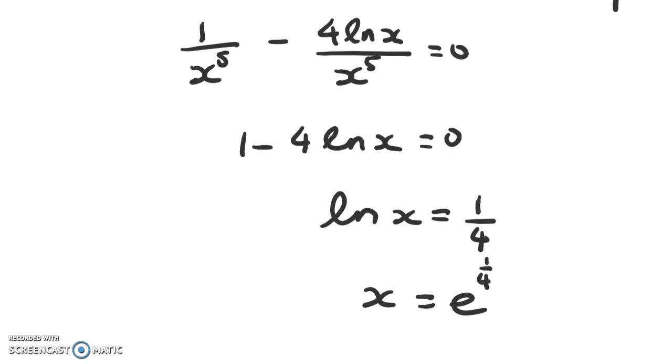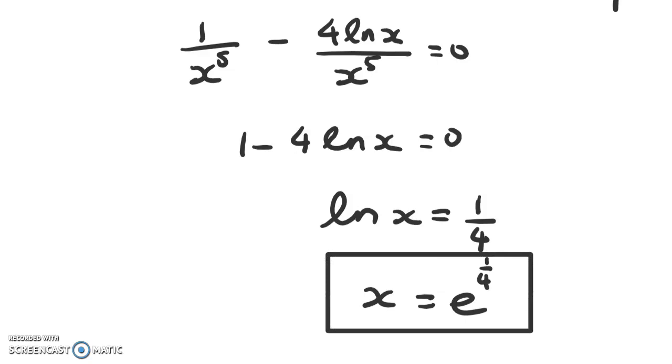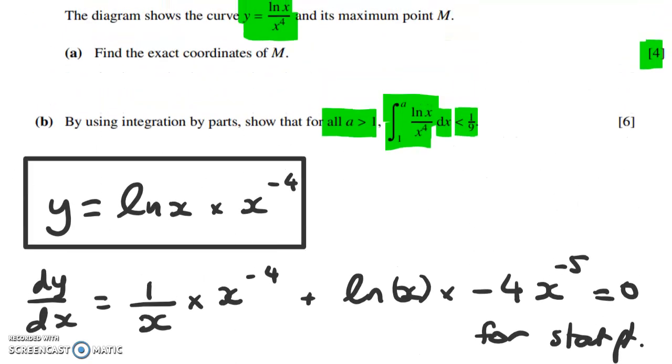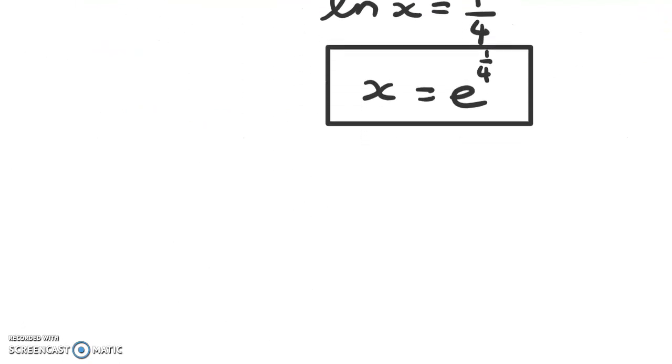So that's the x value, but we're asked to find the coordinates. So now I need to take that and substitute it back in to get my y value. So let's do that now. Okay, y is equal to the natural log of e to the 1/4.